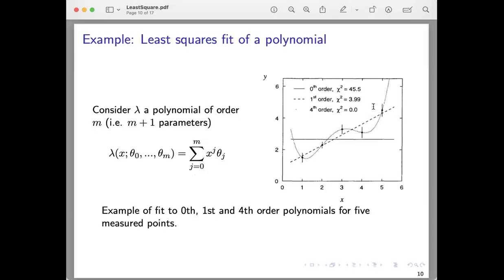In this case, the basis function a_j of x is simply x to the power j. That means if it is a zeroth order polynomial, you just have a constant. If it is a first order polynomial, you have ax plus b, or for second order you will have ax squared plus bx plus c, like that. So the number of parameters for a polynomial of order m is simply m plus 1: m coefficients of x and then one constant.